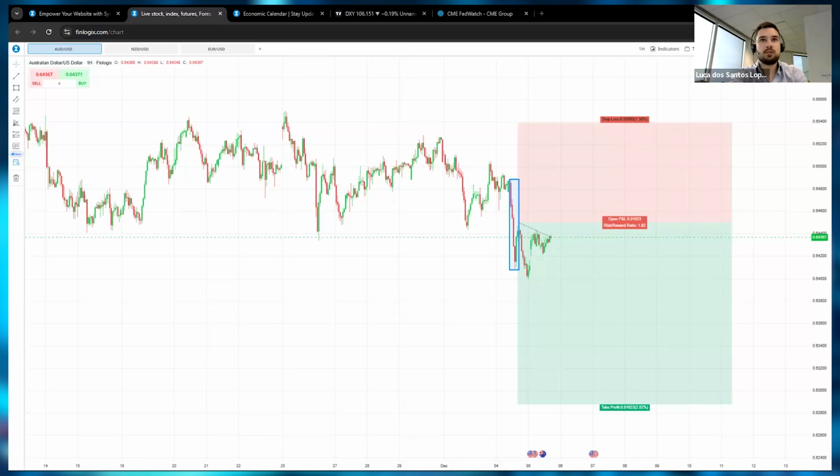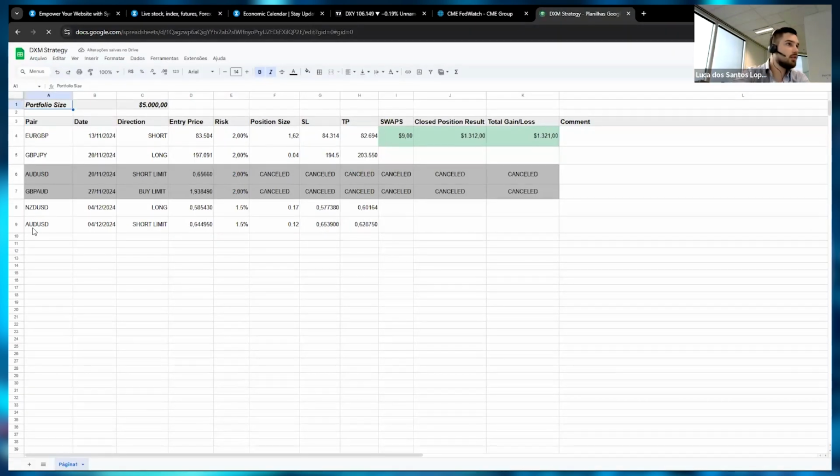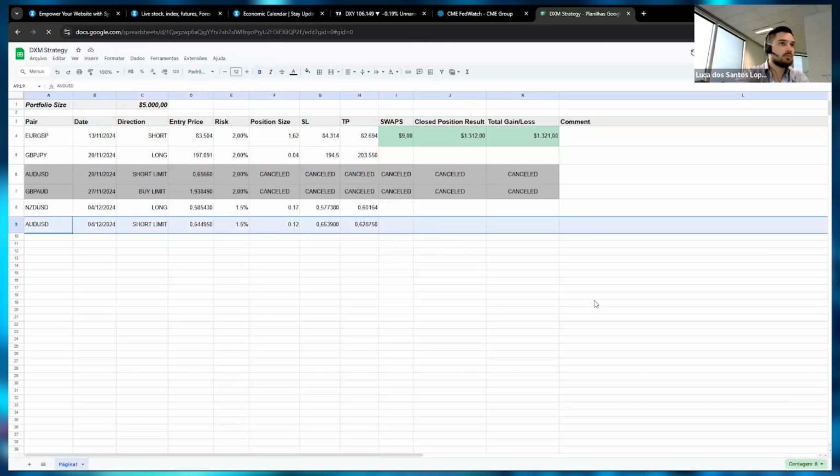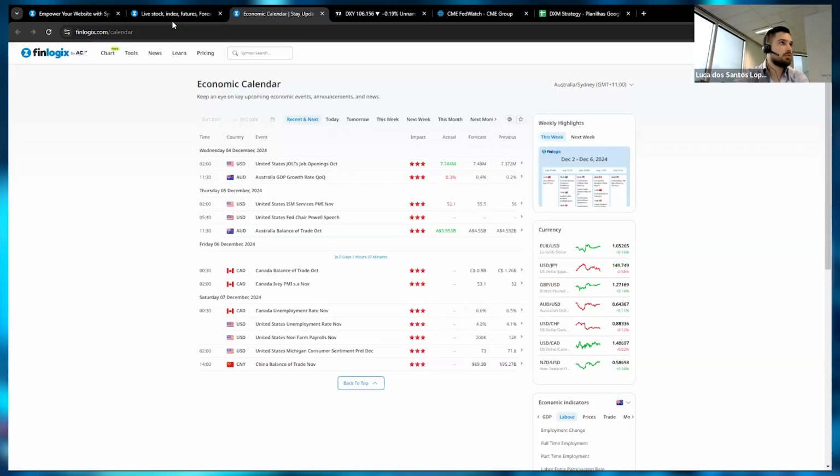Let me open here, so the DXM strategy. We took this trade right here. It was 29% short. We came into this 29% short and entered at 64. So now the trade is running. Pretty good.